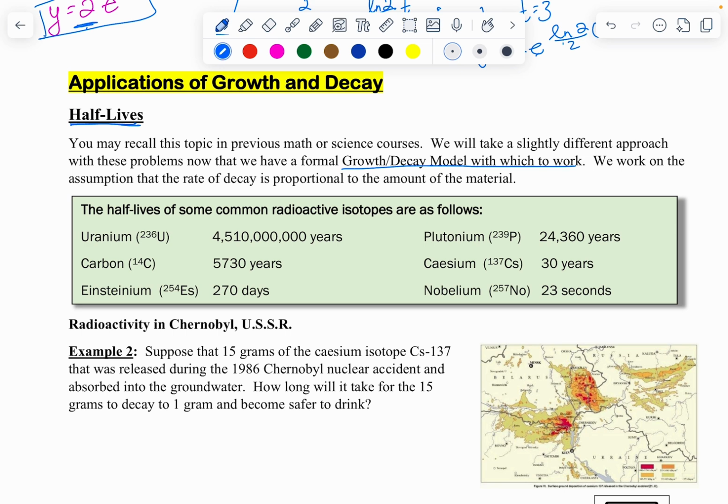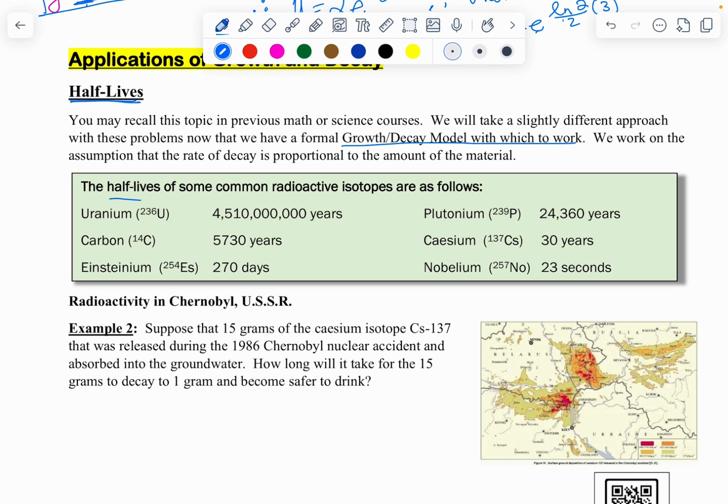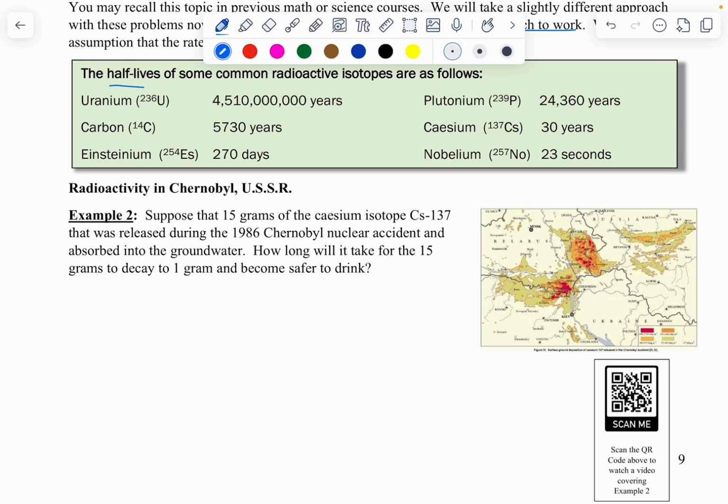So an example is the following. Given this information, the half-lives of some of the common radioactive isotopes is what you see here. Radioactivity in Chernobyl, USSR. Here's the application part. Suppose that 15 grams of cesium isotope 137 was released during the 1986 Chernobyl nuclear accident and absorbed into the groundwater. How long will it take for 15 grams to decay to 1 gram and become safer to drink?